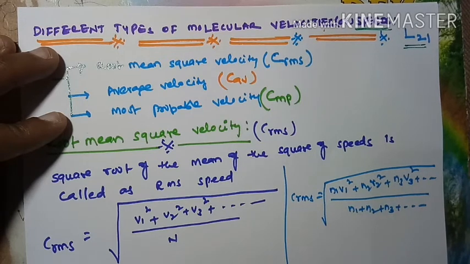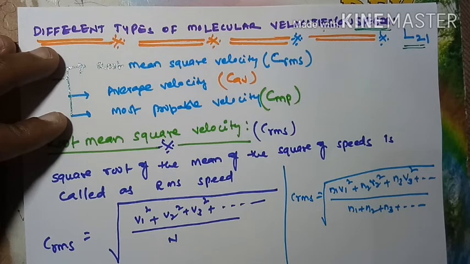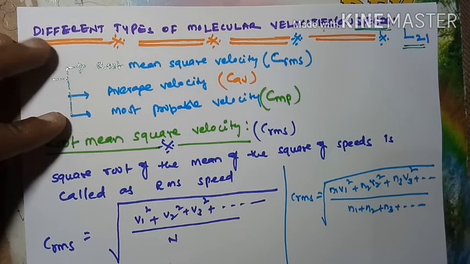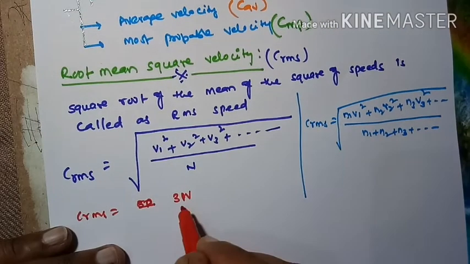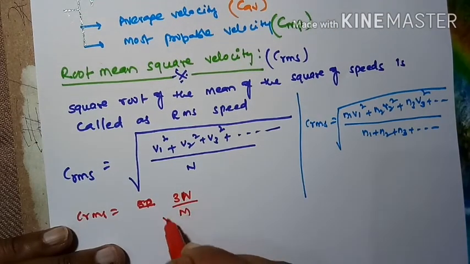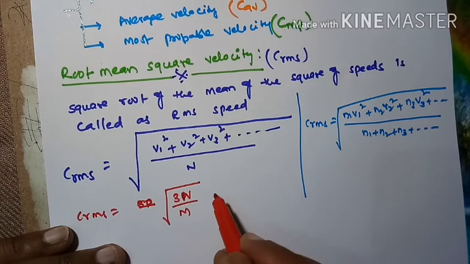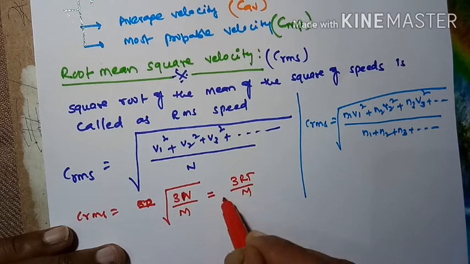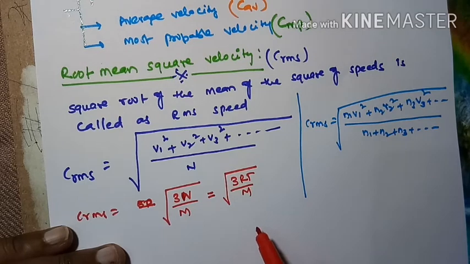We can also write C RMS is equal to under root of 3PV by M. Since PV is equal to RT, we get under root of 3RT by M.